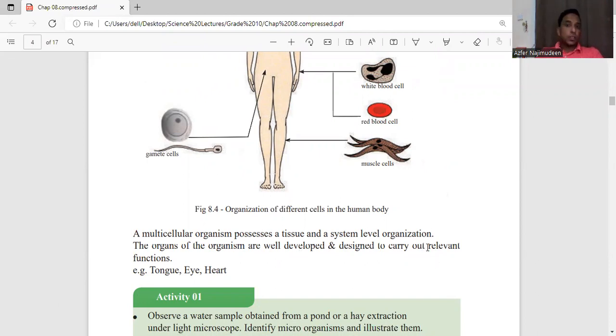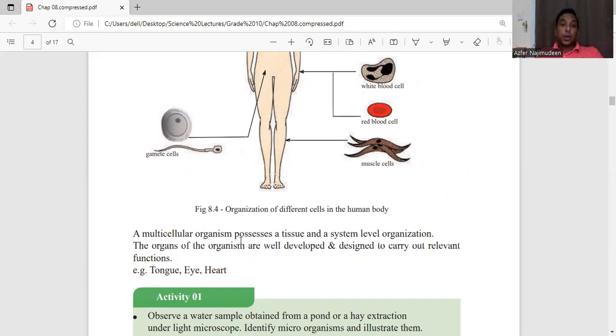A tissue is a collection of cells. A collection of cells specialized to perform one function or many functions. Okay, that is the meaning of a tissue, right? So a tissue is a collection of cells which is specialized to perform one particular function or many functions, right?